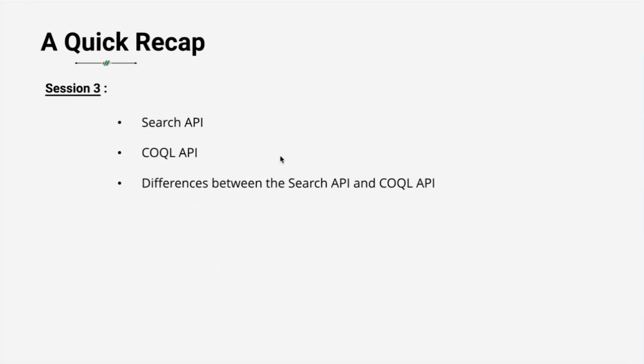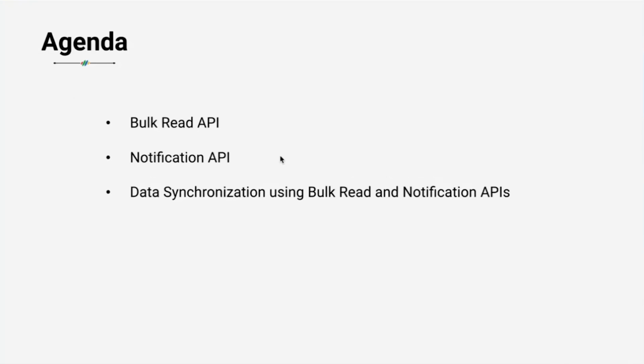And in the last session, which was the third session, we discussed Search API and Query API, that is the COQL API. And then we also discussed the differences between each of them and when to use Search and when to use COQL API. Now, coming to tonight's session, this is going to be our agenda. We'll be discussing the bulk read API and the notification API. And we'll also see how you can synchronize data between a legacy system and Zoho CRM using these two APIs.